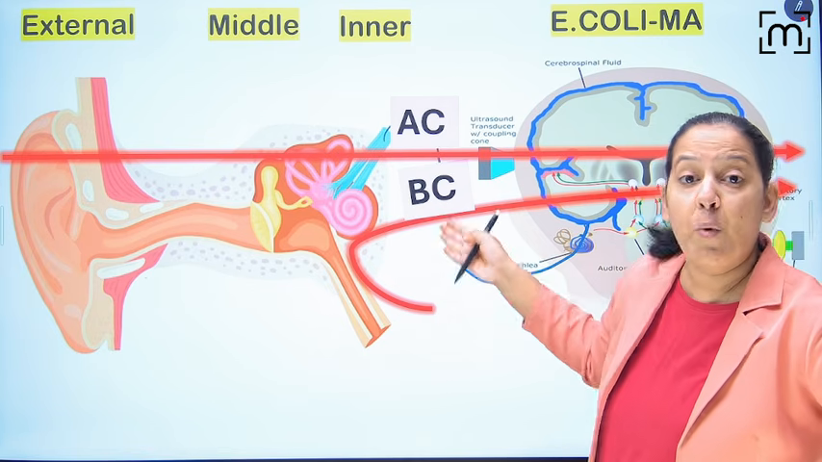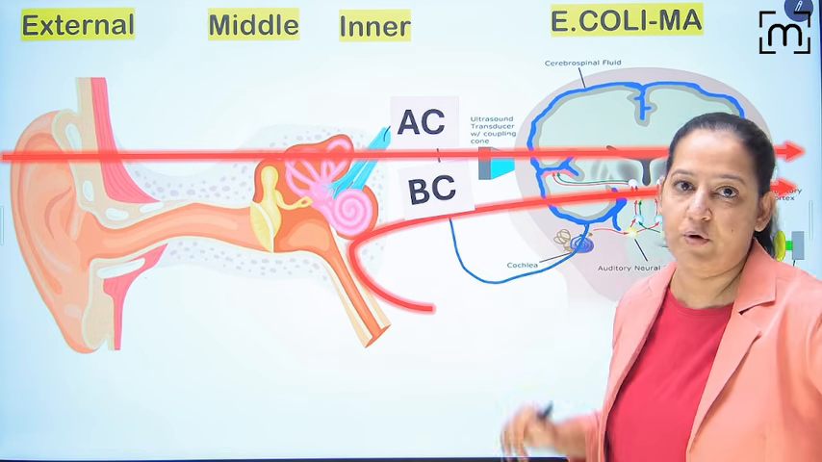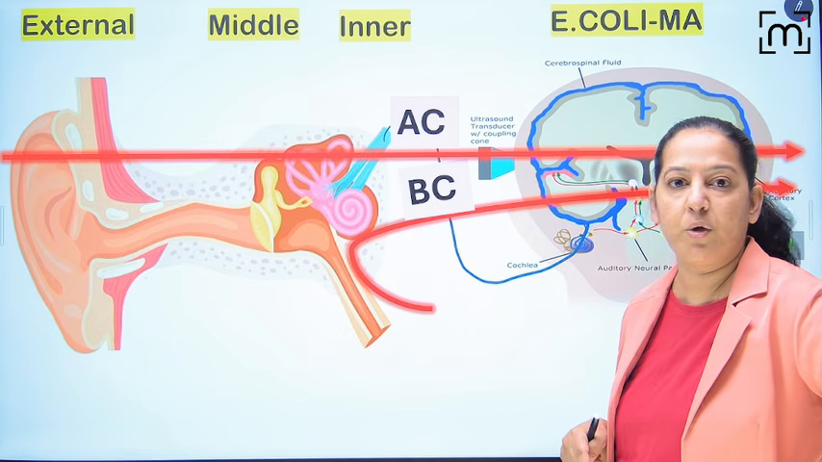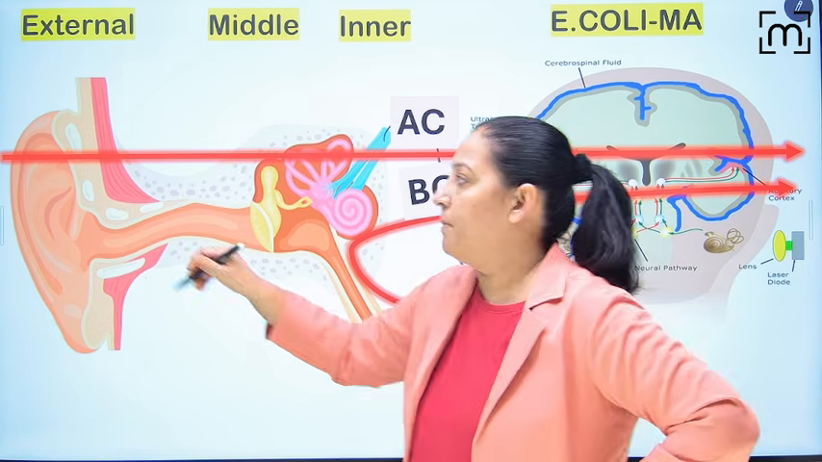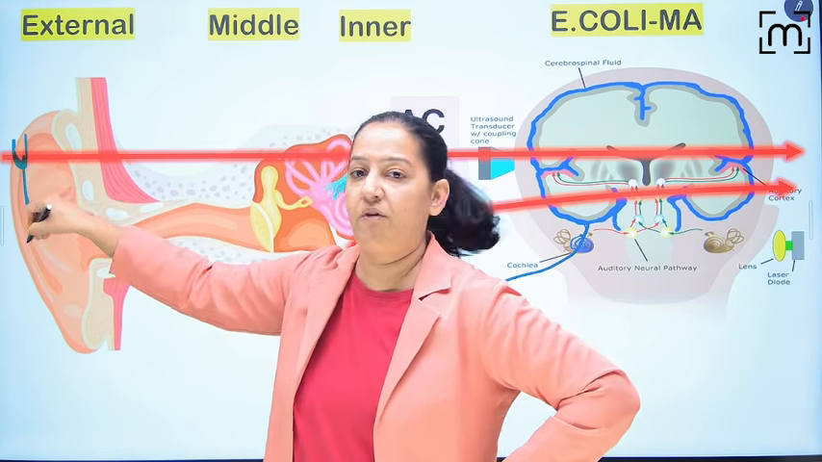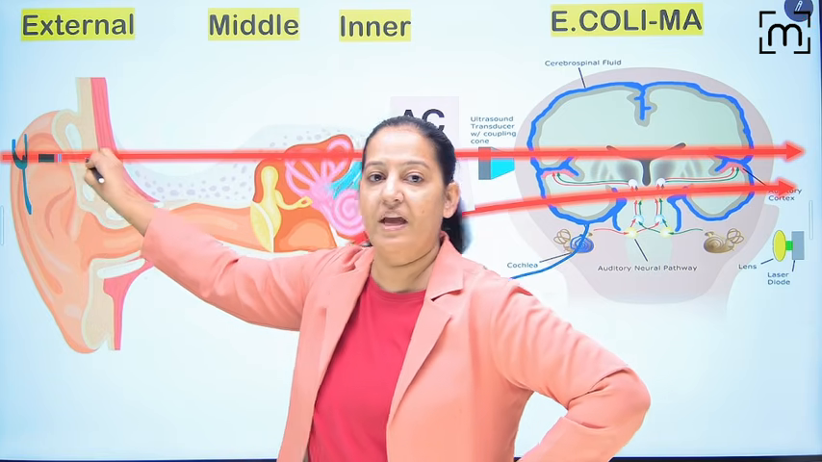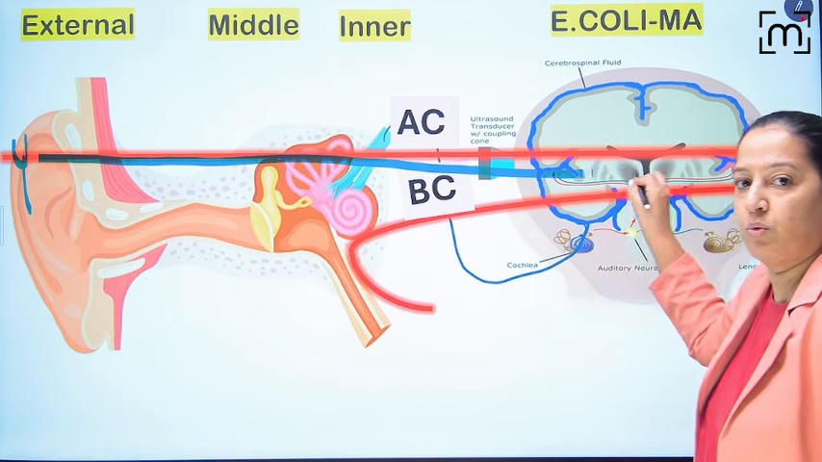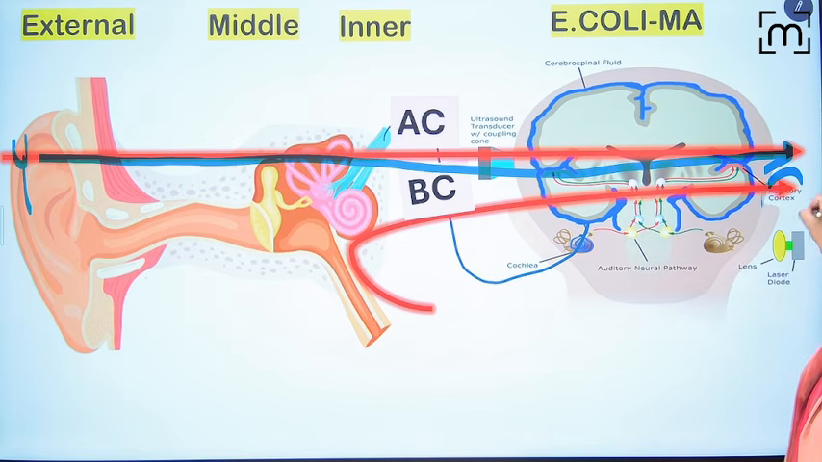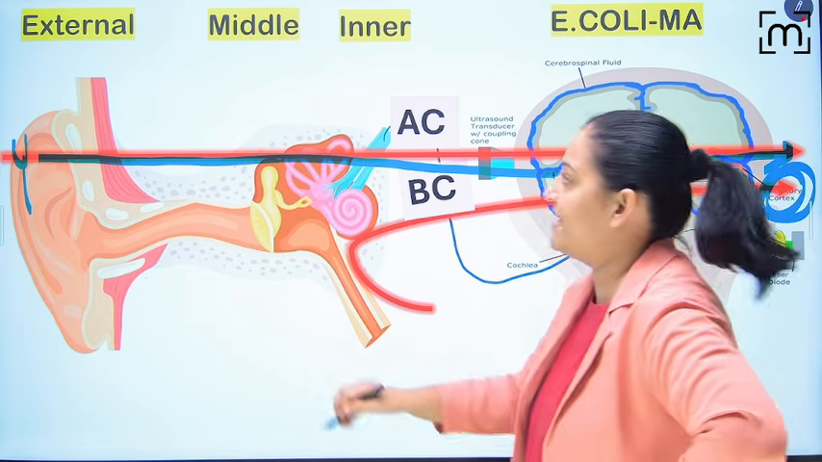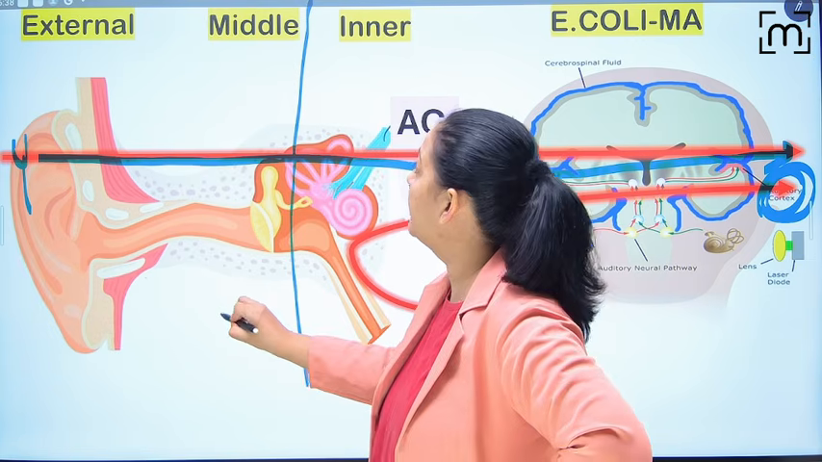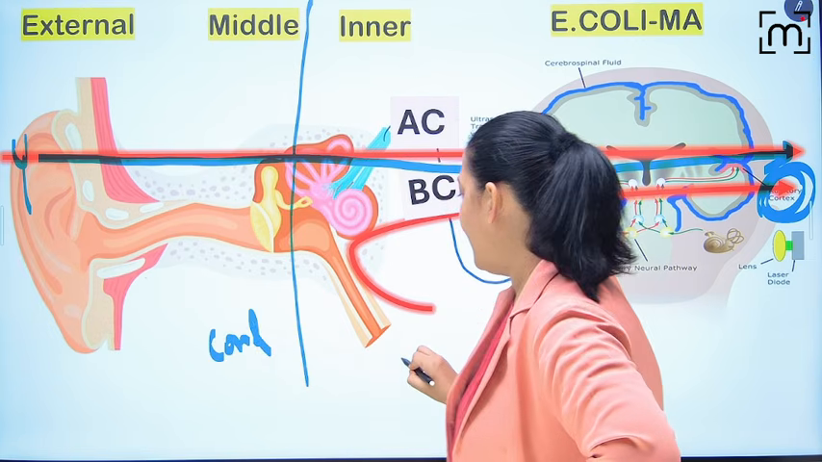So what is AC? What is BC? Air conduction, bone conduction. See the 2 red lines. What are we doing in AC? We are putting the vibrations over here, tuning fork vibration 2 centimeters away from the pinna. They go via air, with this route. Appreciate the route. Ultimately they reach the auditory cortex. So we are testing the conductive pathway and the cochlear pathway.